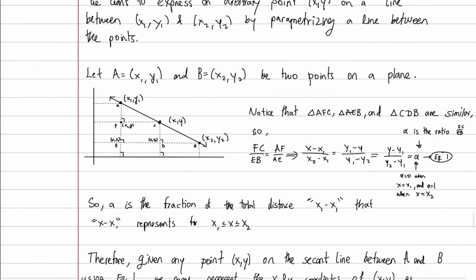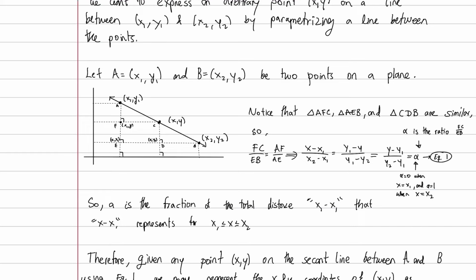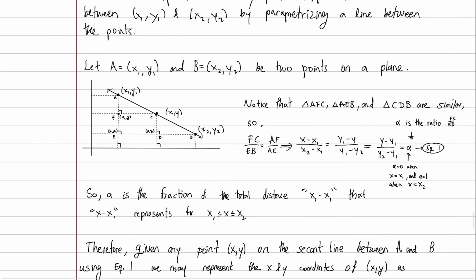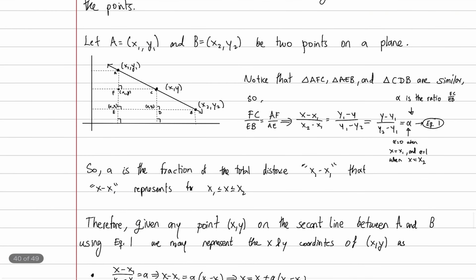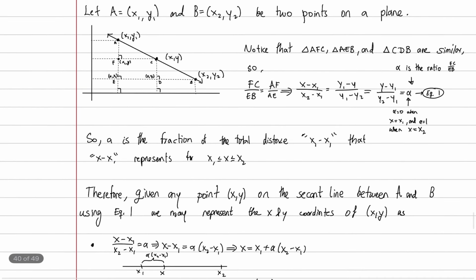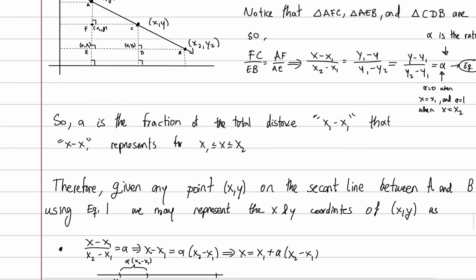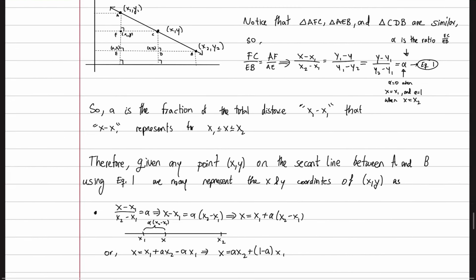Alpha is 0 when x comma y is the same point as A, and alpha is 1 when x comma y is the same point as B. So alpha is the fraction of the total distance x2 minus x1 that x minus x1 represents, for x between x1 and x2. That's what alpha is. It's a fraction, it's a distance.